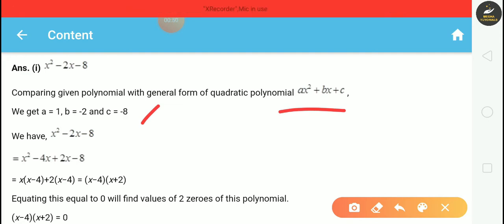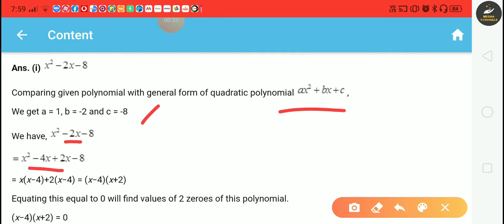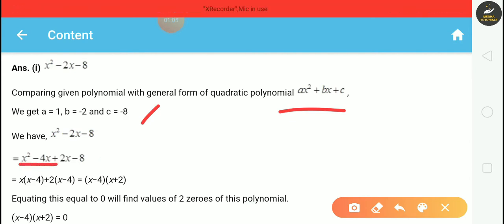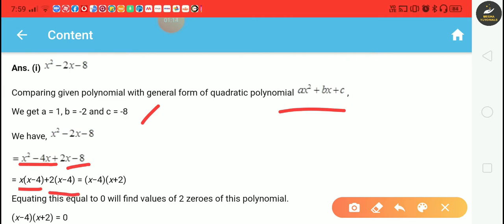Then using the splitting method we can split minus 2x as minus 4x plus 2x. So the equation is x square minus 2x minus 8, and in the next step we are getting x square minus 4x plus 2x minus 8. Then from the first two terms we can take x common, so we will get x into x minus 4, and from the second two terms we can take 2 common to get plus 2 into x minus 4. Now the x minus 4 bracket is common, so we can write x minus 4 into another bracket x plus 2.